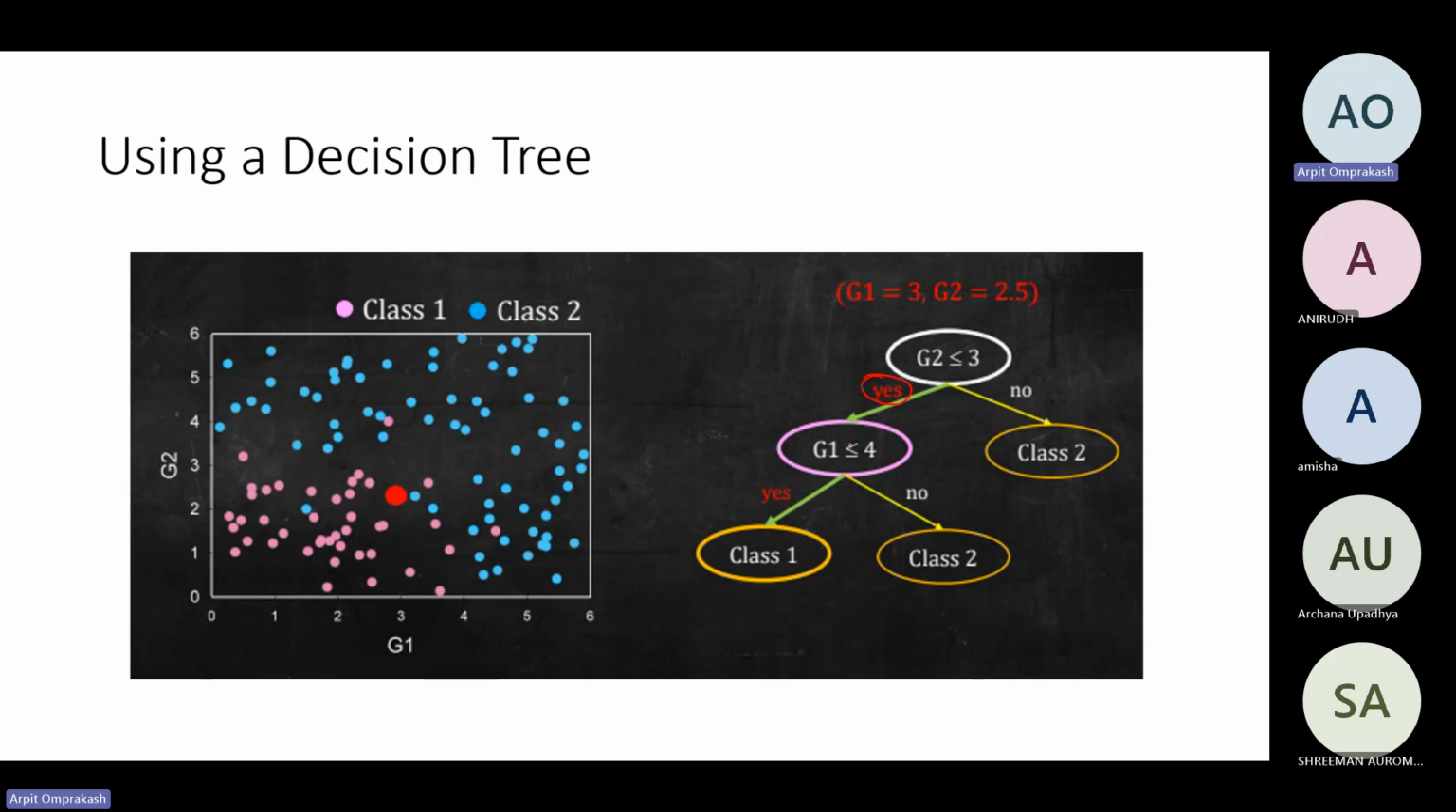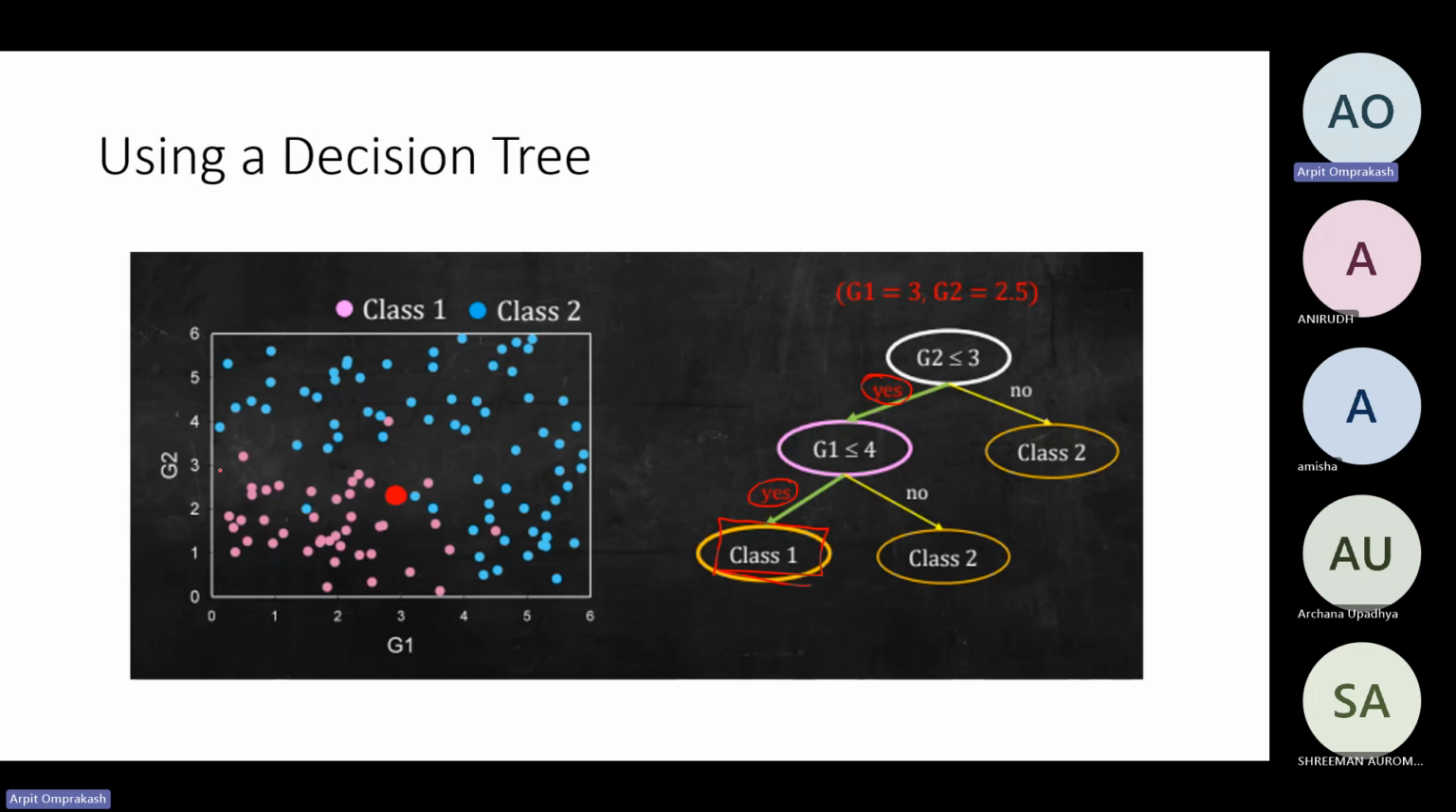Now we are asking G1 is less than equal to 4. G1 is 3, which is less than equal to 4. So again, the answer is yes. So we come here. And now we don't have any questions to ask. We just have a label. So our point here should basically belong to class 1.